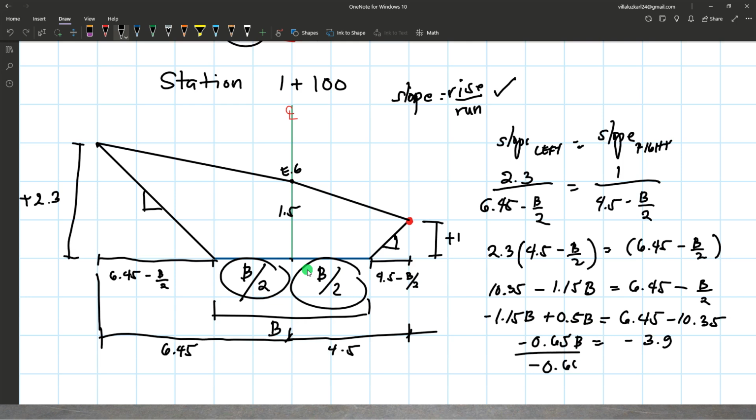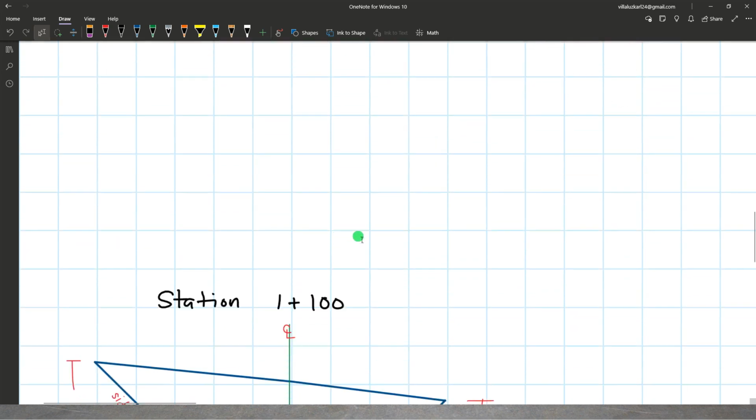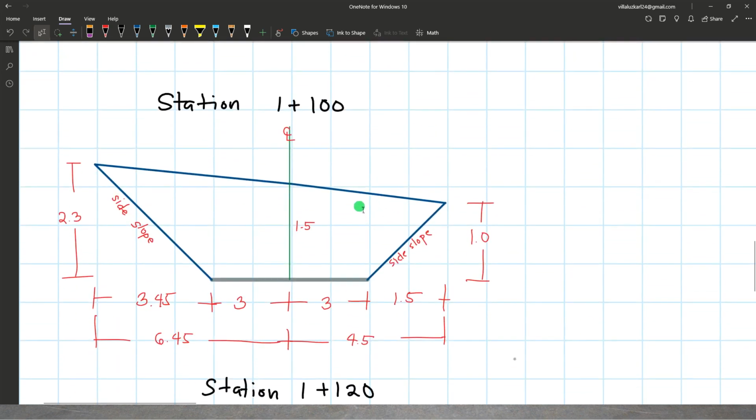Divide both sides by negative 0.65. We have an answer of 6 meters. Okay, positive 6 meters. It means that your B here is 6 meters. So we distribute that on each lane, meaning we have 3 meters here, 3 meters on the right lane. So by redrawing the figure, that's your cross section here for station 1 plus 100.